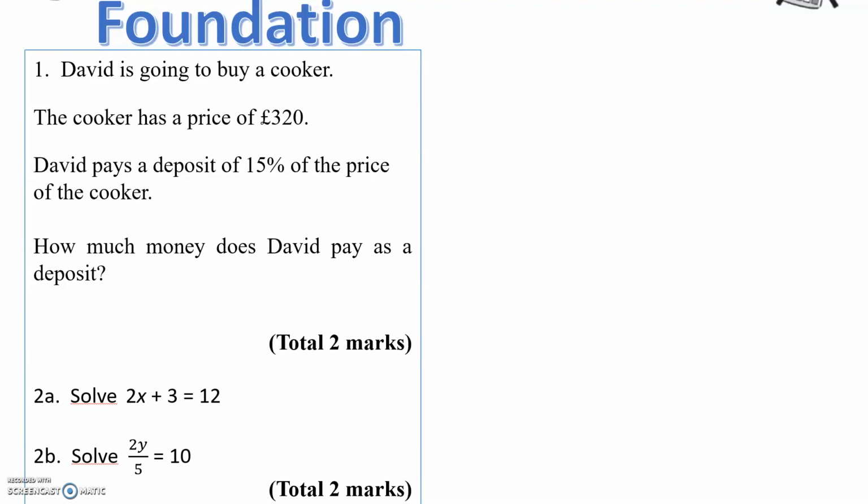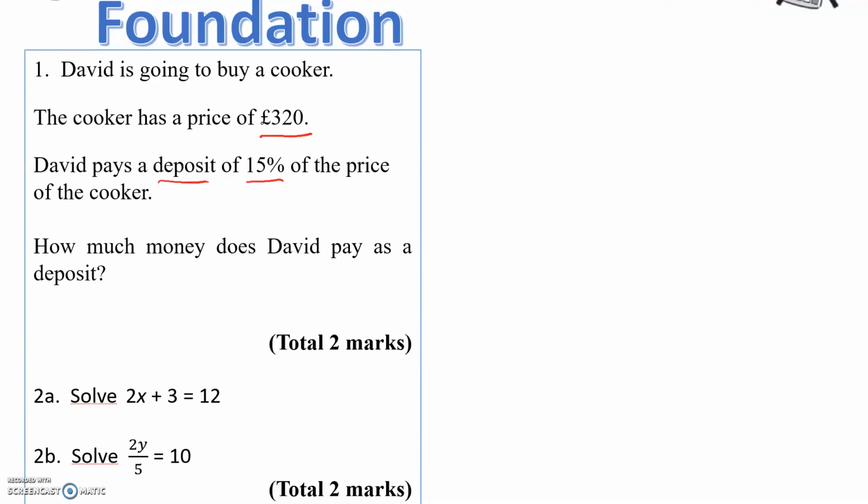Right, GCSE question of the week, week 2. What we got to do? David's going to buy a cooker. The cooker has a price of £320. David pays a deposit of 15% of the price of the cooker. So this word deposit means an amount that David pays up front, not the whole price.